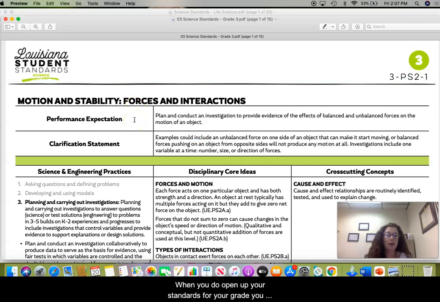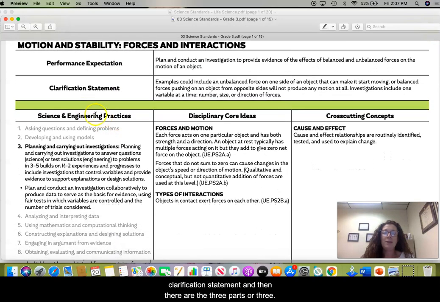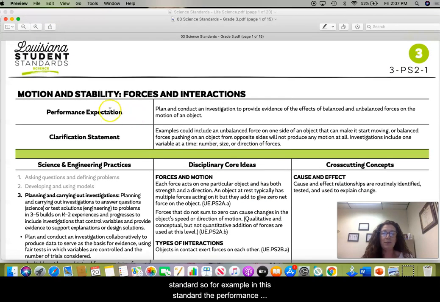When you do open up your standards for your grade, you will see that there's a performance expectation, a clarification statement, and then there are the three dimensions of learning that need to happen in this standard. So, for example, in this standard, the performance expectation is to plan and conduct an investigation to provide evidence of the effects of balanced and unbalanced forces on the motion of an object.